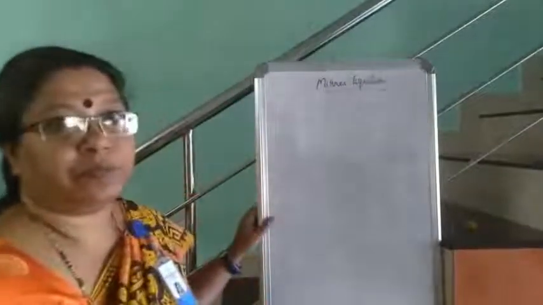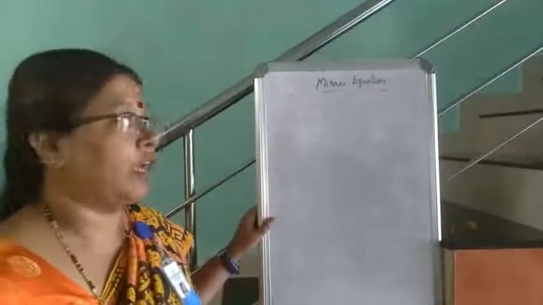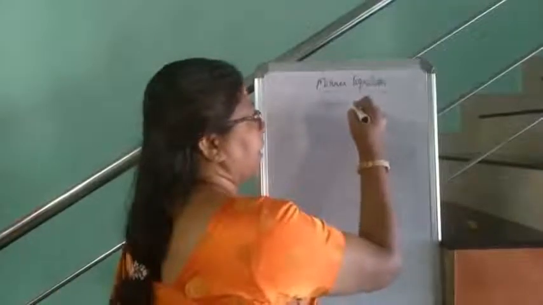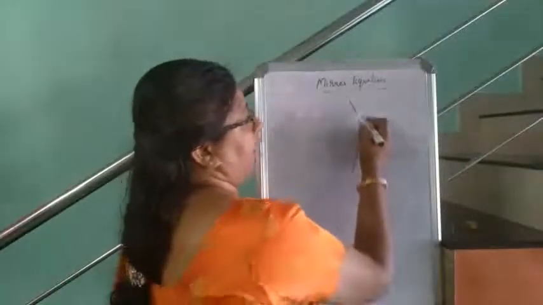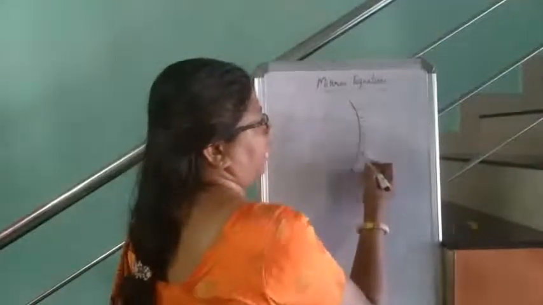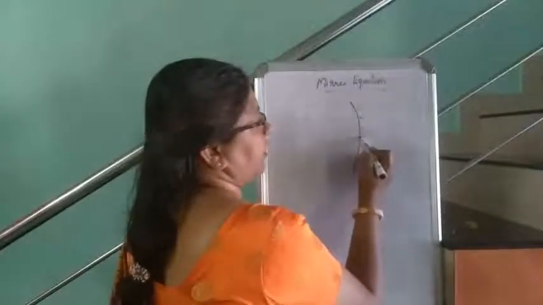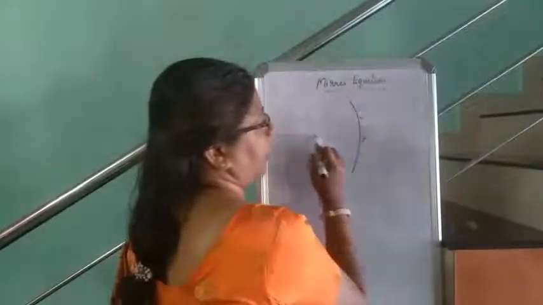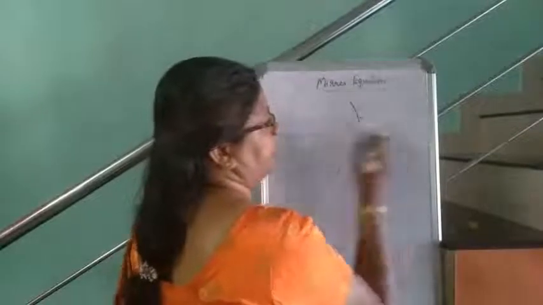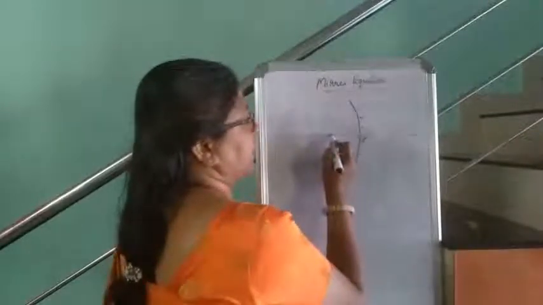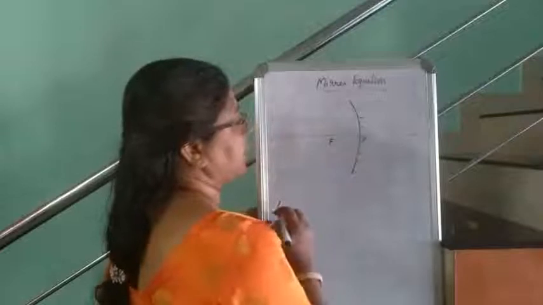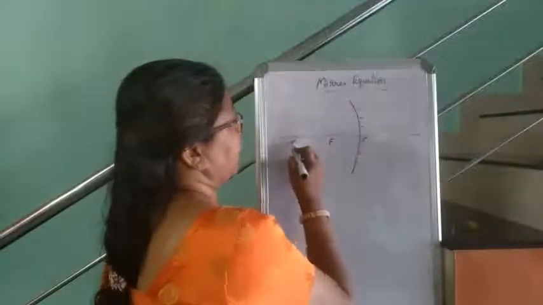Mirror equation. Consider a concave mirror. This is the pole of the mirror, and you are drawing the principal axis. Then, suppose here it is the focus, and here it is the center of curvature.